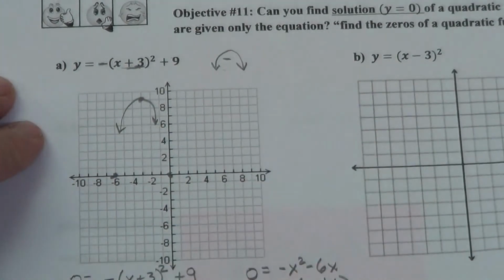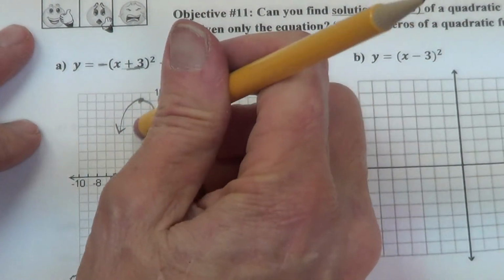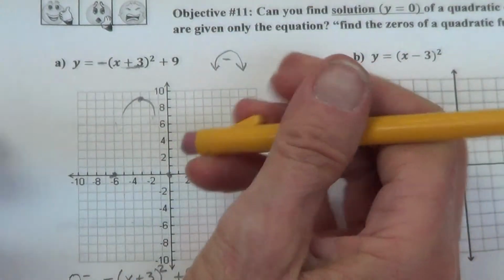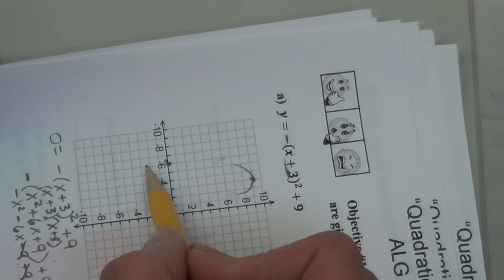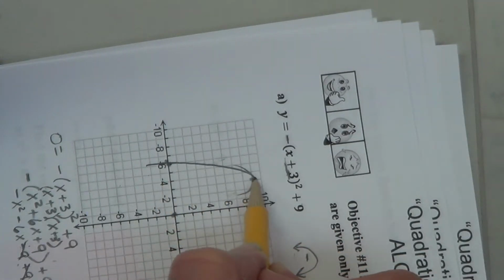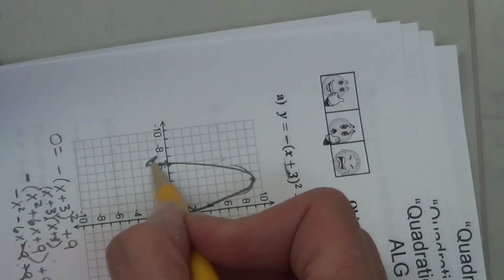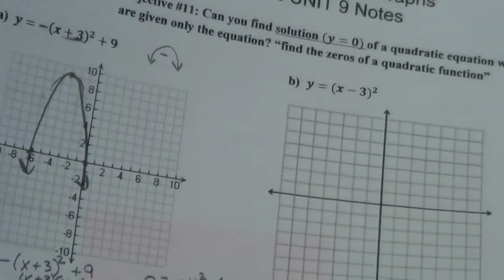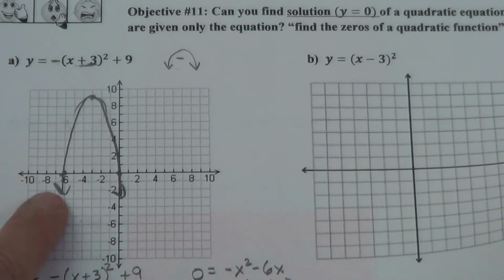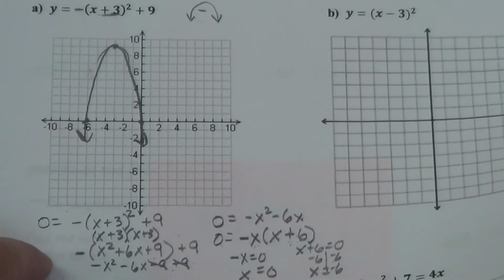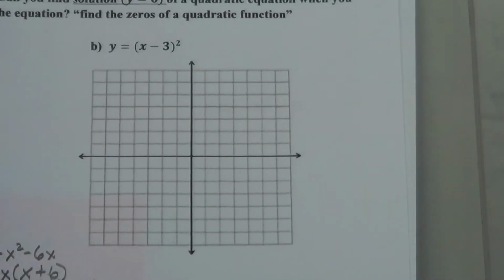So we can extend our graph through those points and show that that parabola has the solutions, the zeros, of 0 and negative 6. Okay, next problem.